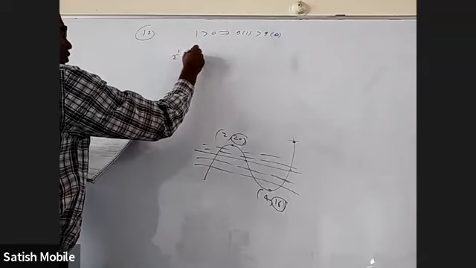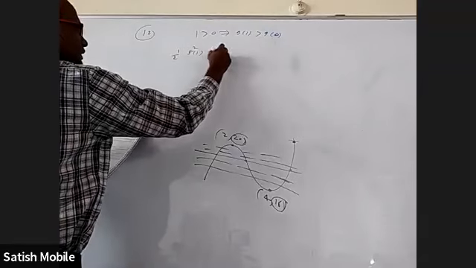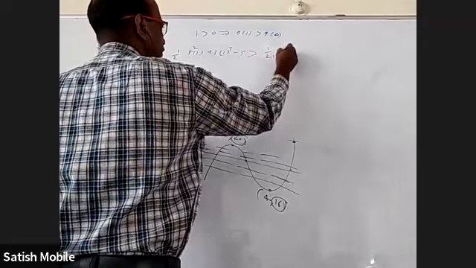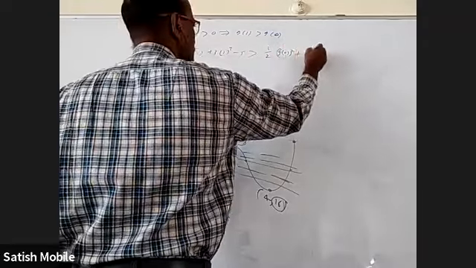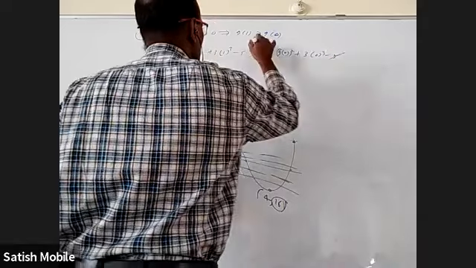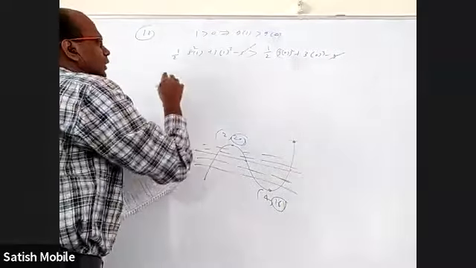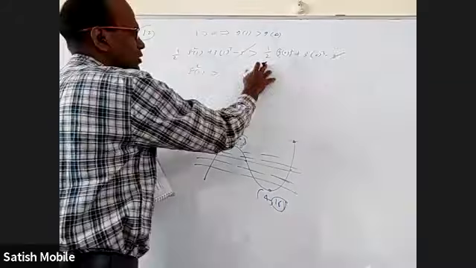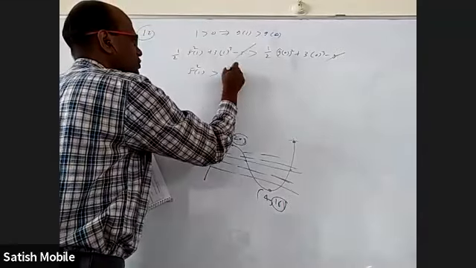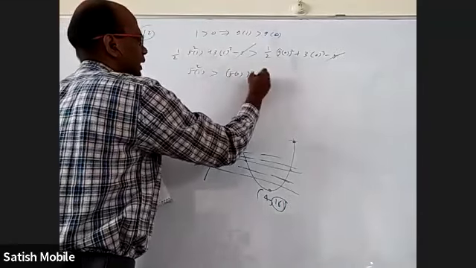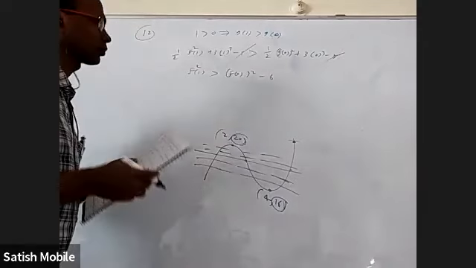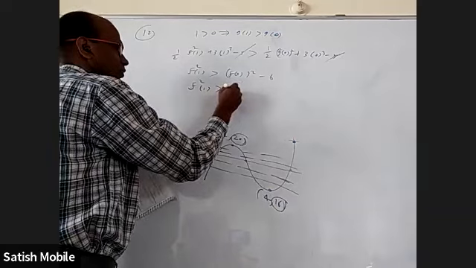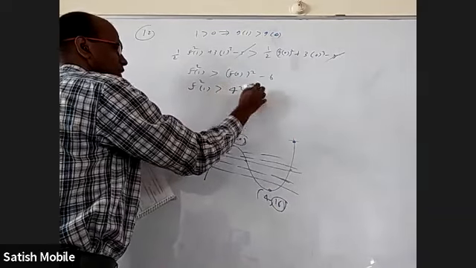What is g of 1? Half of f of 1 whole square plus 3 into 1 whole cube minus 5 should be greater than g of 0, half of f of 0 whole square plus 3 into 0 whole cube minus 5. Minus 5 will cancel, and f of 1 whole square is greater than, I can cancel this 2, f of 0 whole square minus 6. What is f of 0? 4. So f of 1 whole square is greater than 4 square minus 6, which is 10.